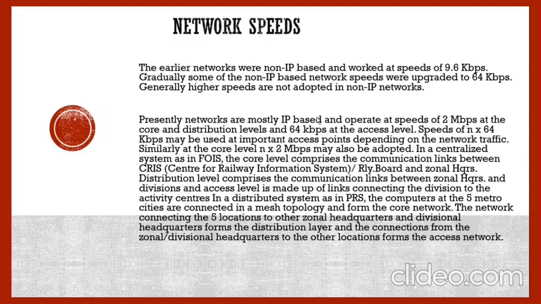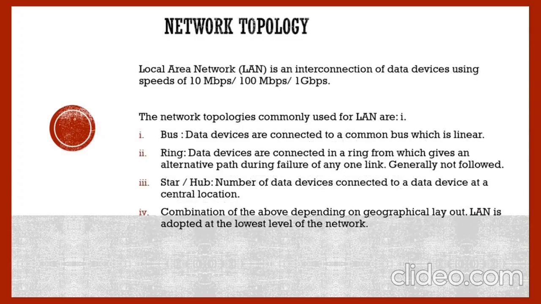And you can see that presently the IP based network operates at a speed of 2 mbps at the core and distribution level, and 64 kbps at the access level. So there is a very good increase in the speed of data communication, and that helps us, because if we are booking a ticket, more speed means more data is transmitted to our devices, and we will be able to book the ticket more easily and correctly. Yeah, so let us move forward.